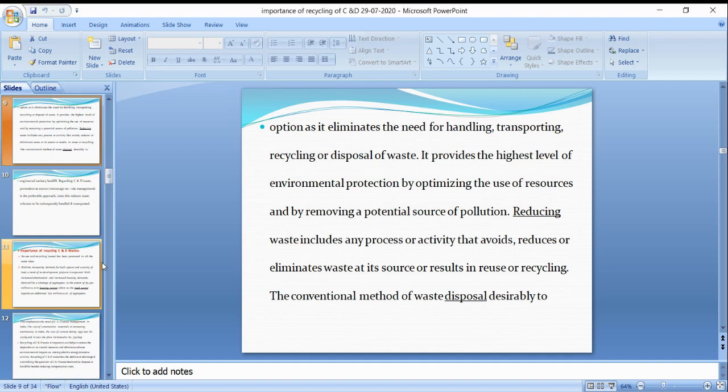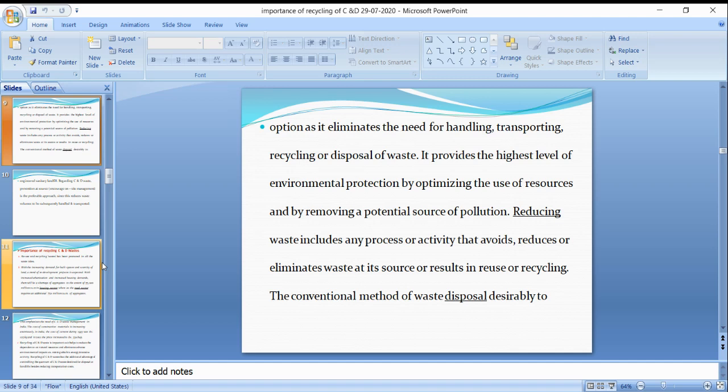For example, we can say that if you go to a shop, they will give you a polythene cover, and the polythene cover is made from plastic. So instead of that, if you make a paper cover at home, if it is strong, then you are reducing the waste at your own basis. Instead of going to any shop, you take your own bag, so that they will not give the plastic cover to you. So we are reducing the waste from our side, so that it eliminates the waste at its source or results in reuse or recycling.